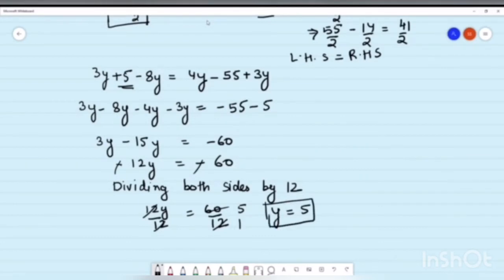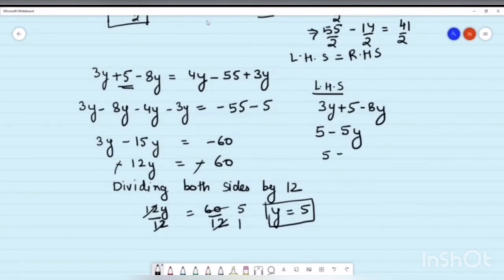Now we'll do the checking part. For the checking part, we can first simplify this into left hand side and right hand side. We'll take the left hand side first. 3y plus 5 minus 8y. We can simplify it first. Minus 5y, subtracting 8y from 3y. Now putting y is equal to 5.